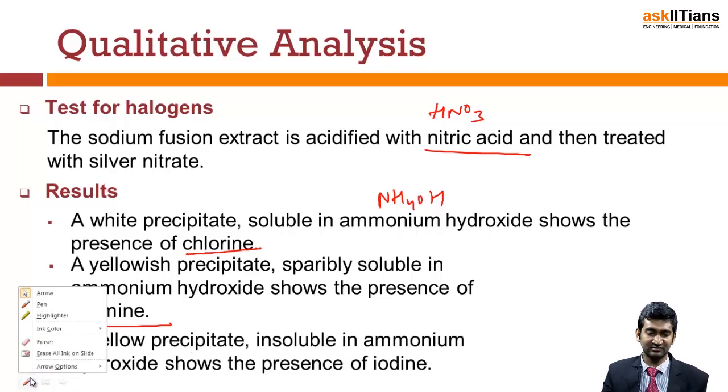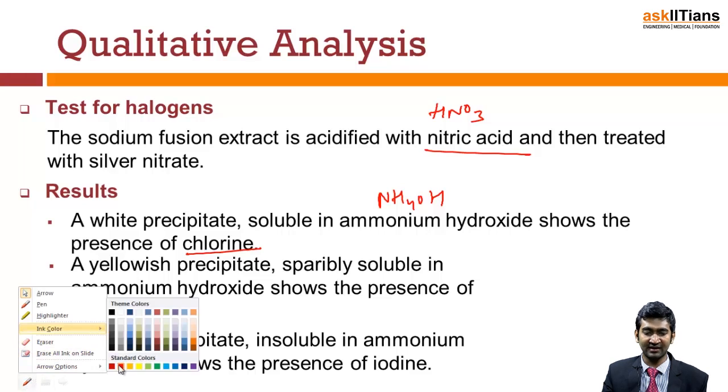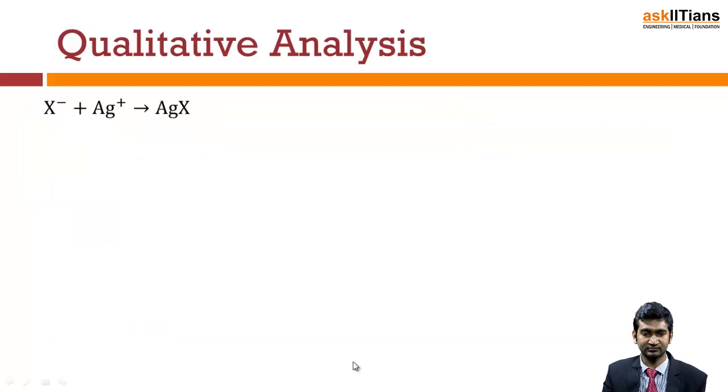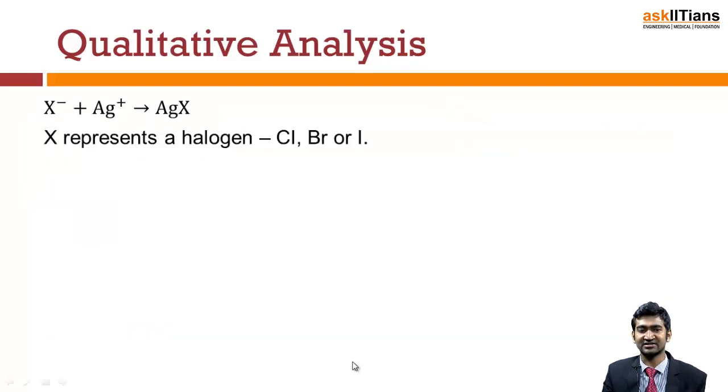And for iodine, a yellow precipitate, but that is insoluble in NH4OH. This is the difference: iodine is insoluble in ammonium hydroxide. Bromine was sparingly soluble, and chlorine was readily soluble. These are the reactions, where X represents any of these halogen atoms, Cl, Br or I.